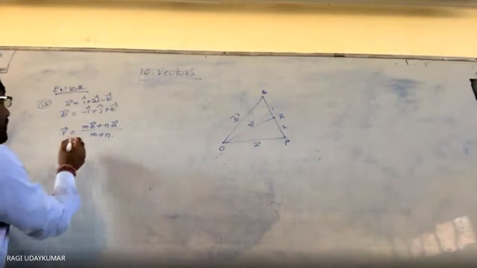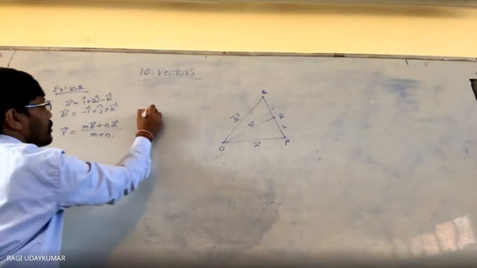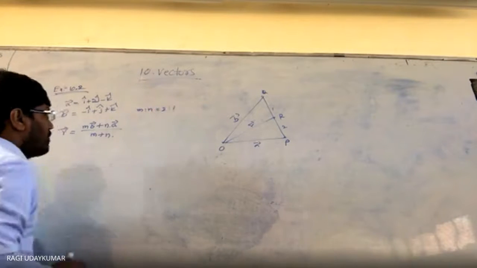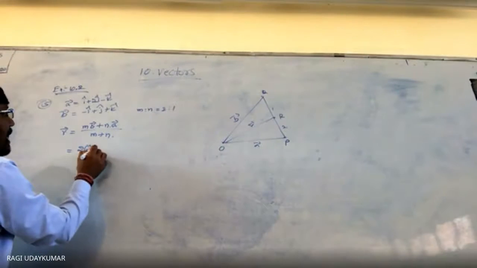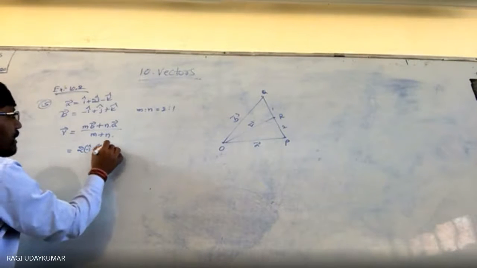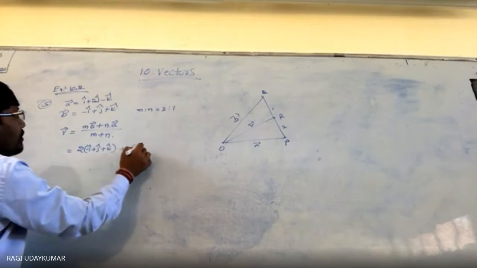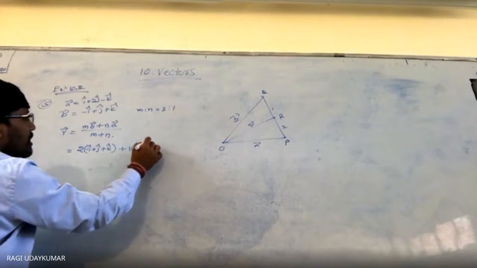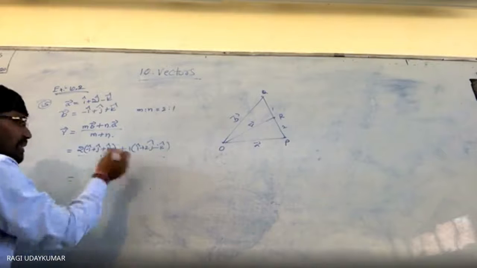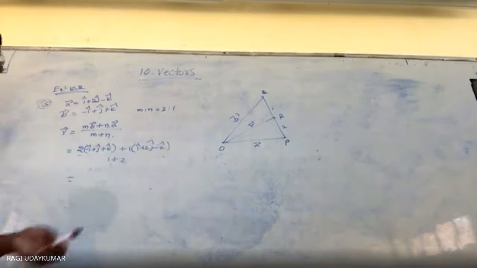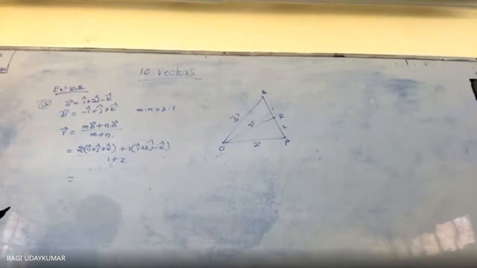In this case, the ratio m:n is 2:1. So substitute 2 into b bar, (i minus j k), plus 1 into (i cap plus 2j minus k), divided by 1 plus 2. One vector you are going to get. Simplify it. For external division, you need to take the minus. Nothing else, the position vector is what is being asked.